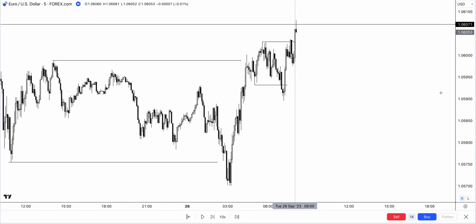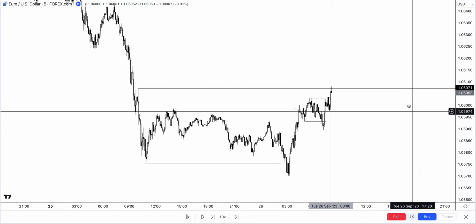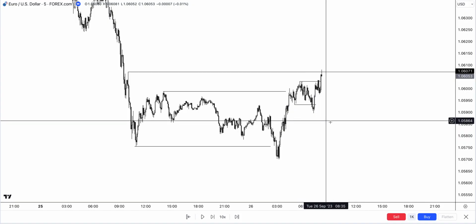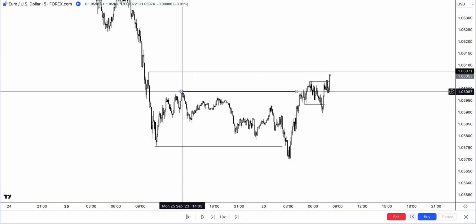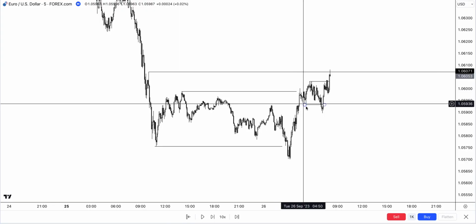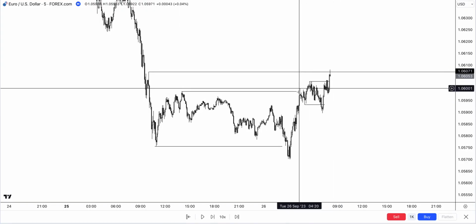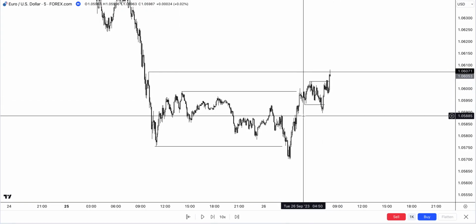So now if you look at this from a 5-minute perspective, we have now taken all the sellers out here. Now the lower time frames are aligning with our story. This is now screaming shorts to me.